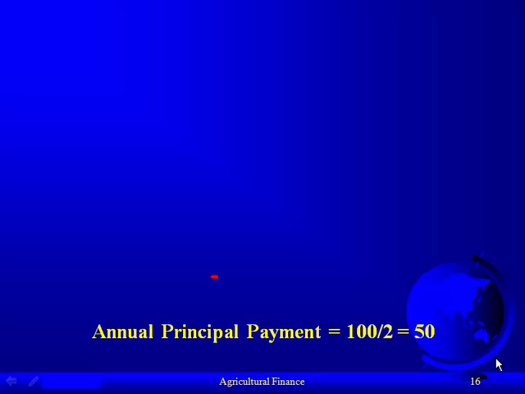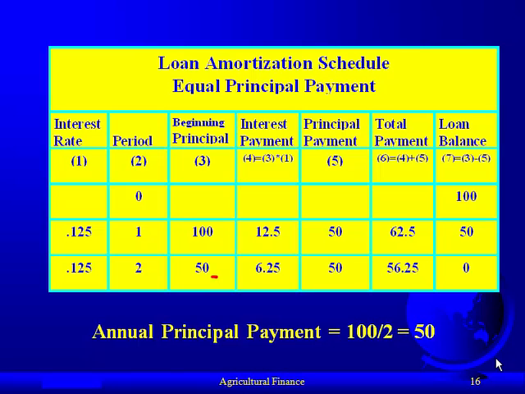In this case, if it's an equal principal payment and you're going to borrow $100 and you're making 2 annual payments, and you want to know how much the principal payment is going to be, obviously you divide the principal amount by 2. In other words, you're going to make 2 $50 principal payments to pay off that amount of money that you borrowed.